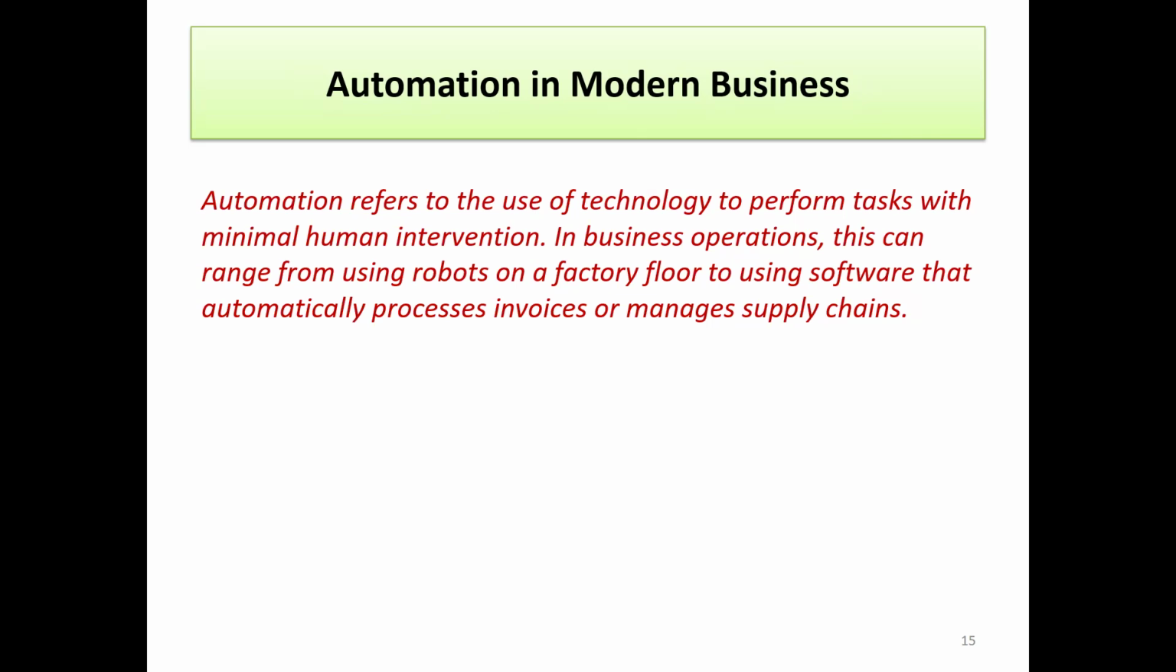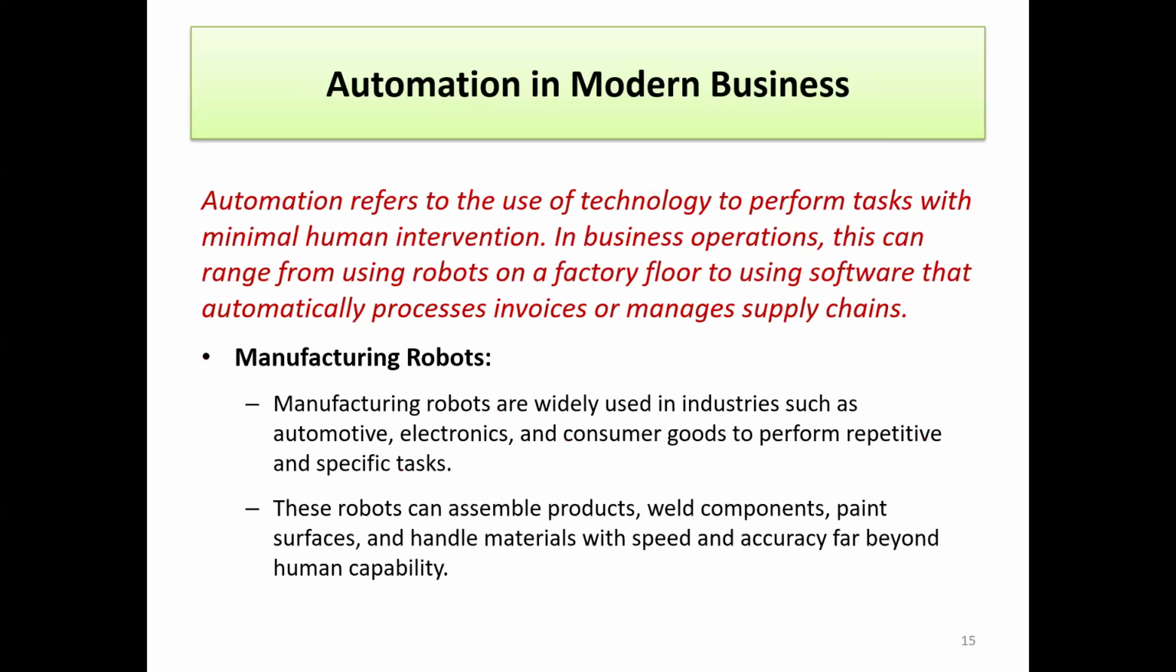In business operations, this can range from using robots on the factory floor to using software that automatically processes invoices or manages supply chains. Today we have powerful software to manage global supply chains, right? Not only local, but online, real-time updating software and systems which manage the global supply chain even. So we'll get on to some of the automation techniques, or say examples in the modern world, starting with manufacturing robots. That is first.